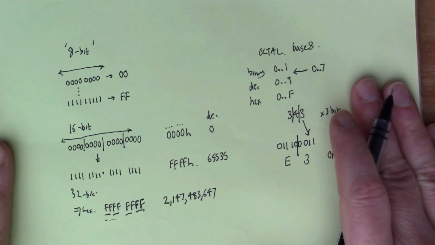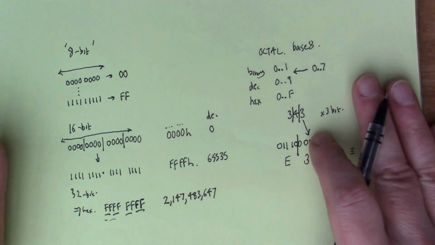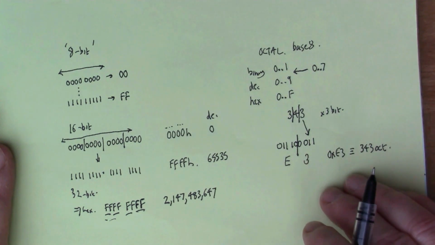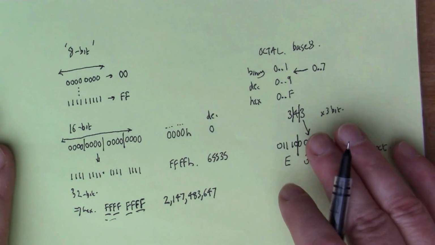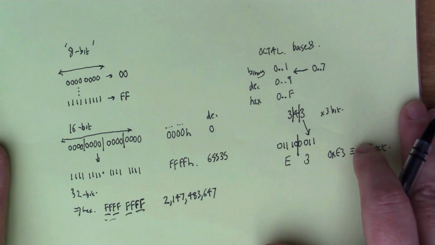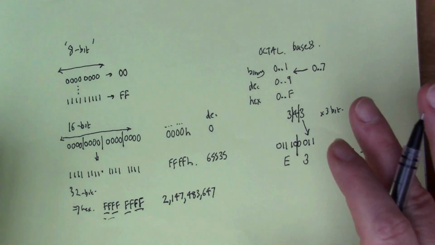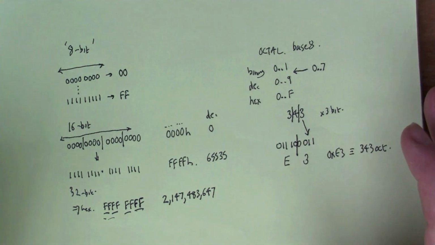So that's a quick summary of hexadecimal, the meaning of hexadecimal, and a little diversion into octal, and I hope that's been useful for you in understanding the relationship between binary, hexadecimal and decimal.